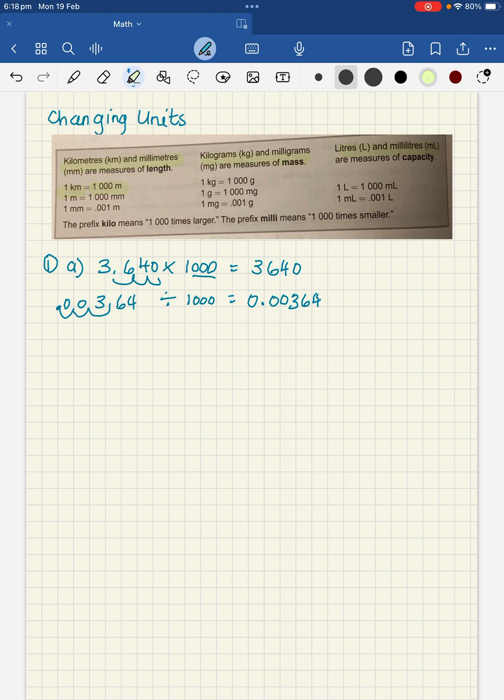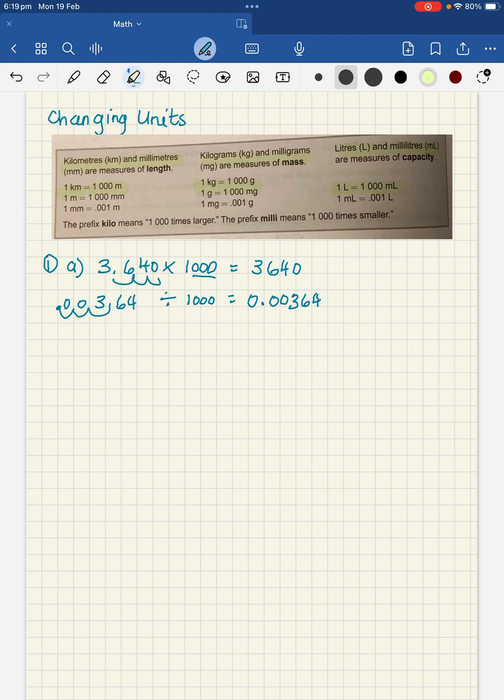And to go in the opposite direction, if you wanted to go from meters to kilometers, then you would divide by 1,000. Same with kilograms to grams. You're timesing by 1,000 if you wanted to go from kilograms to grams. And if you wanted to go in the opposite direction, from grams to kilograms, you would divide by 1,000. And same with liters and milliliters. If you had 1,000 milliliters, that would be like dividing by 1,000 to get 1 liter.